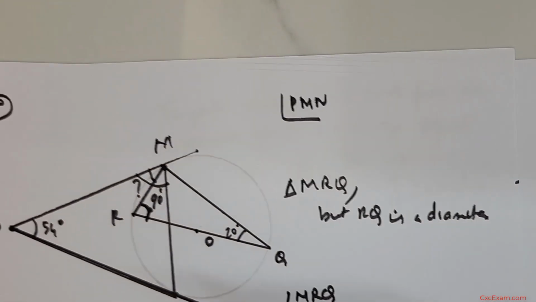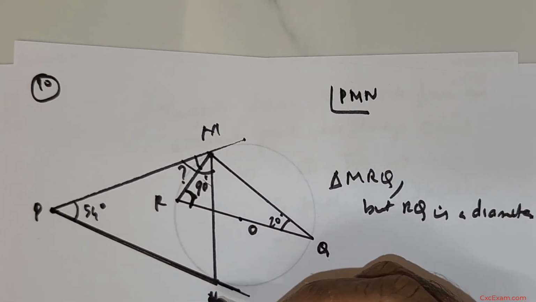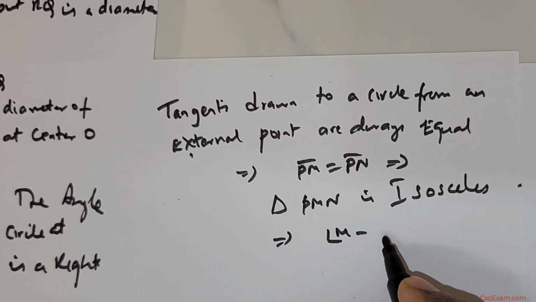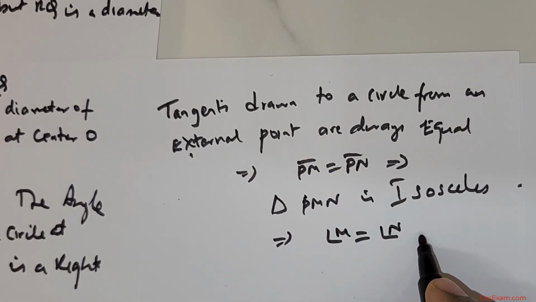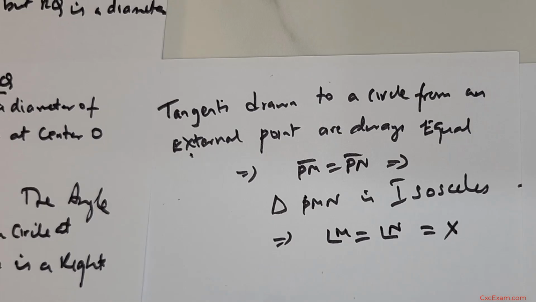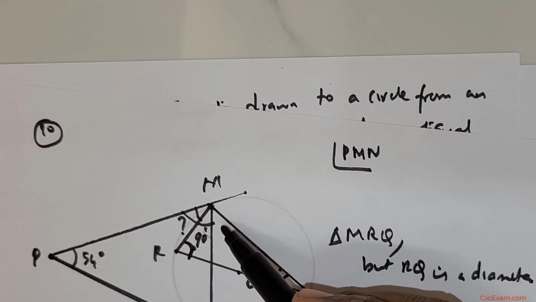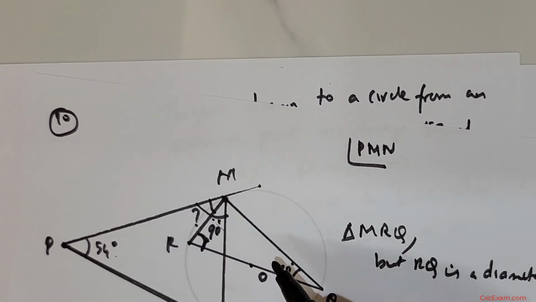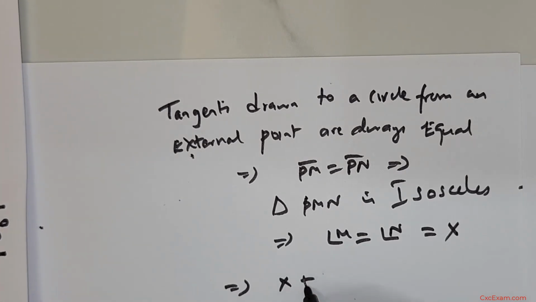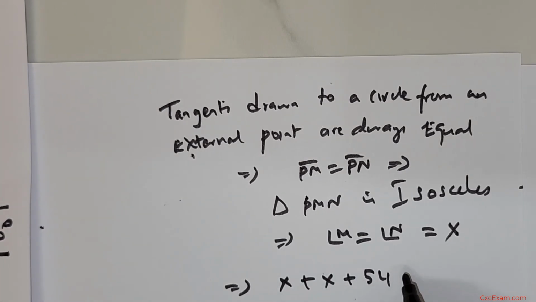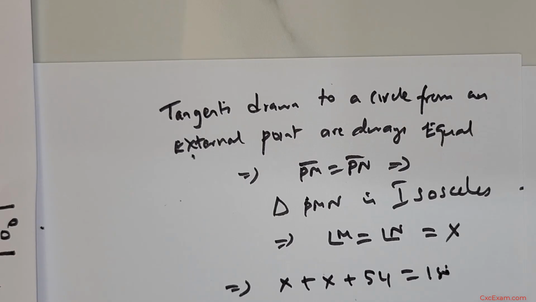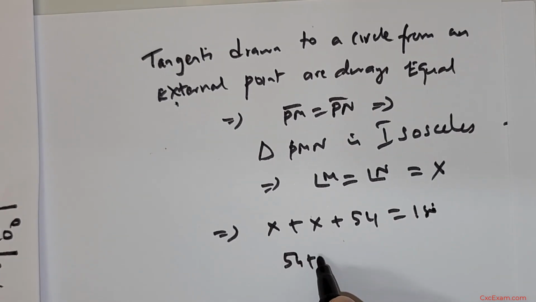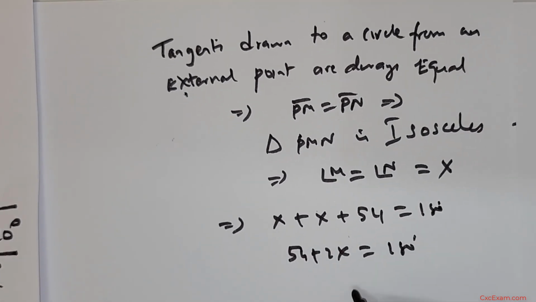So what does this mean? This means angle at M is equal to angle at N. Let it be equal to x. So this in turn means x plus x plus 54 is equal to 180. So 54 plus 2x is equal to 180.